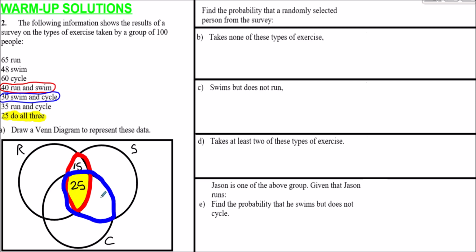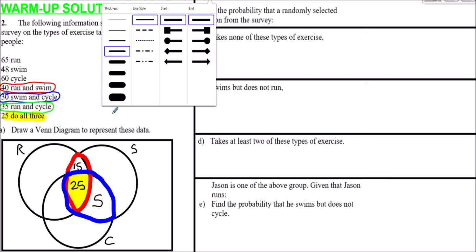Bit wonky there, but hopefully you take the point. So 30 people in total need to go in this blue section. I've got 25 here so far, so I need an extra 5 in this bit. The final overlap bit is the runners and cyclers. So 35 people need to go in the region where the R circle overlaps with the S circle.